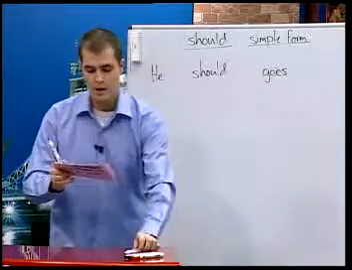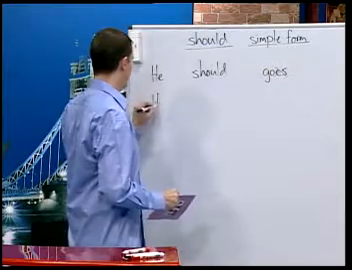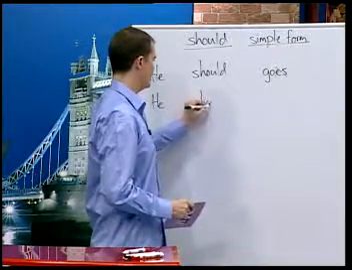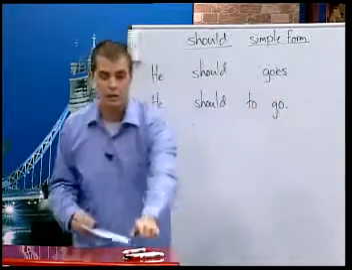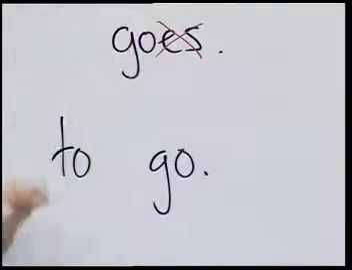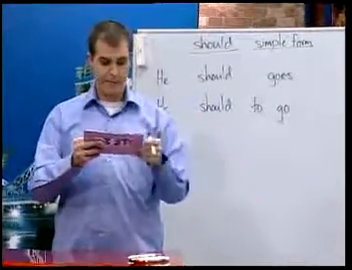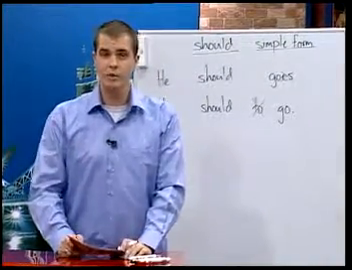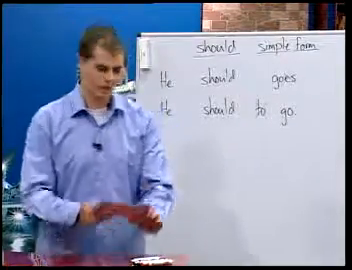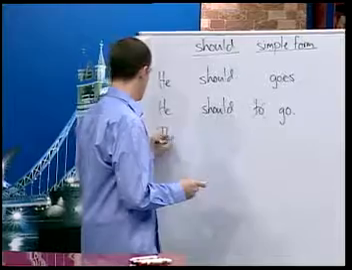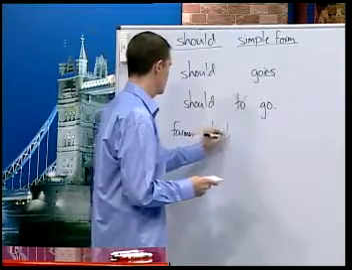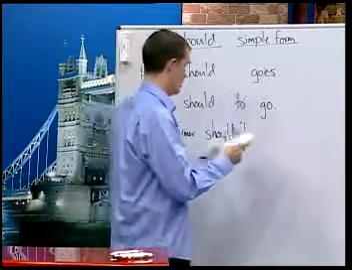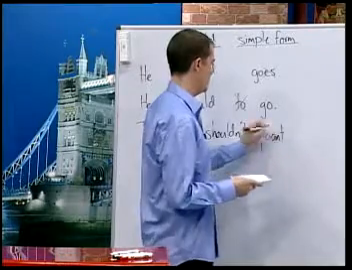Let's do another one. Infinitives also are incorrect. He should to go. It's wrong because to go is not the simple form. He should go. It's easy. The negative of should is should not or shouldn't. So the farmer, and then we'll put it here, shouldn't, the farmer shouldn't plant, simple form, his crops.